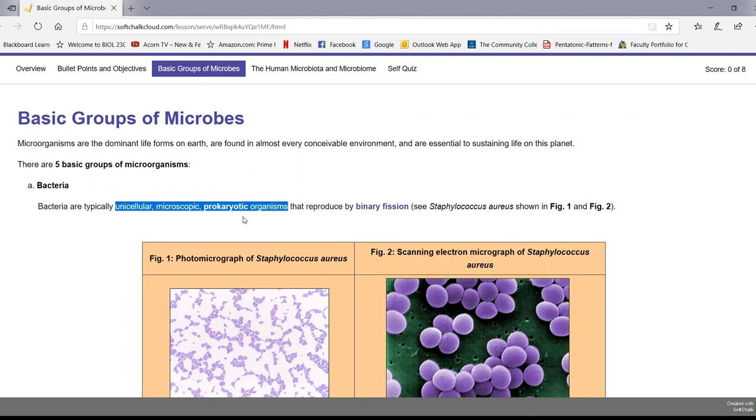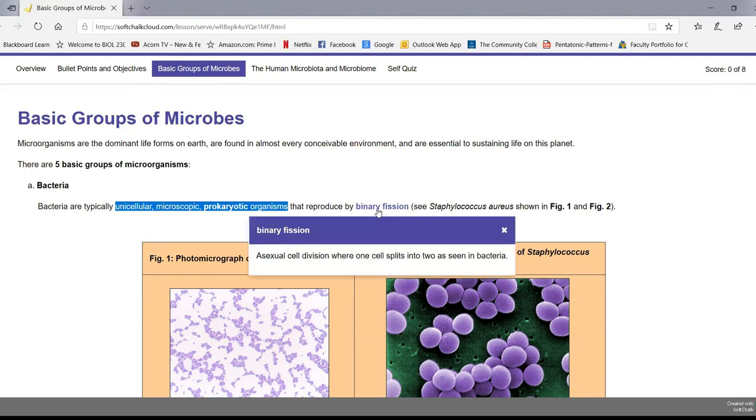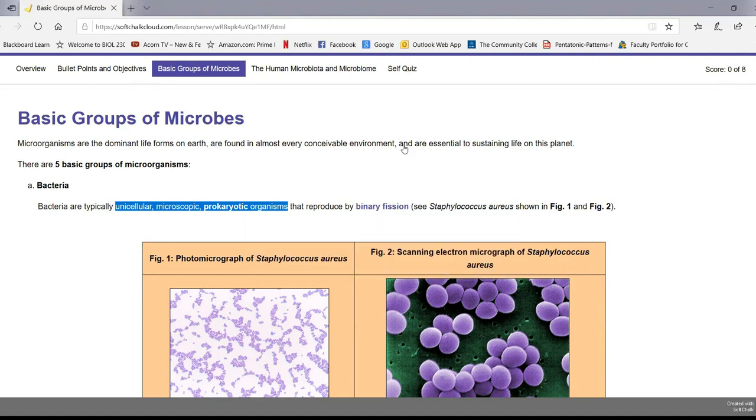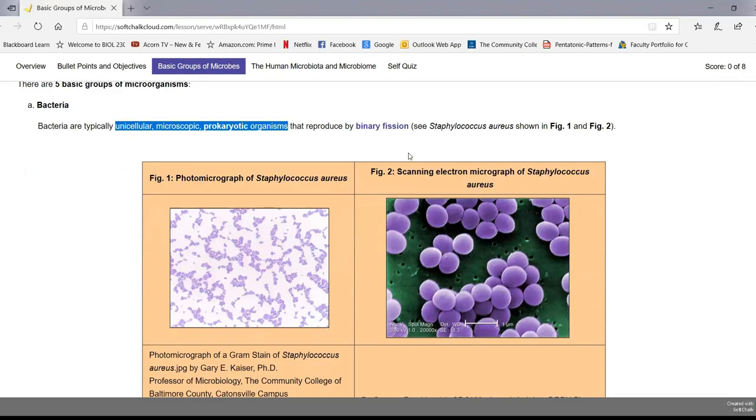So they're single-celled microscopic prokaryotic organisms, and they replicate by binary fission, which we'll talk about later on, which means each cell splits in 2 during their asexual reproduction. And we see an example here of a bacterium. This is Staphylococcus aureus that we'll be looking at quite a bit during lab, and we'll have one lab dealing with the Staphylococci. And we see them as they would appear under the microscope when you'll see them in lab. In this case, a gram stain of Staphylococcus aureus.